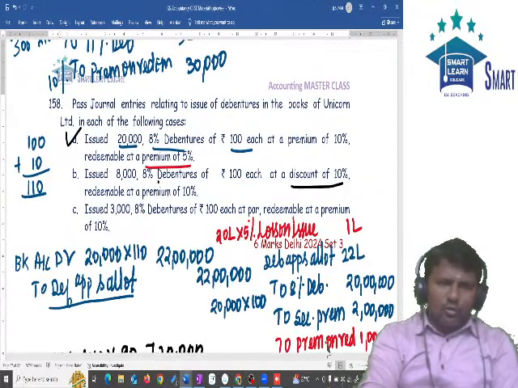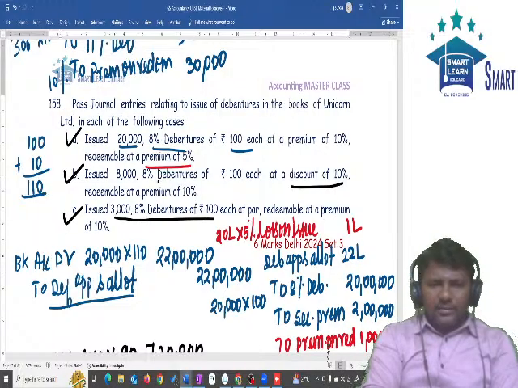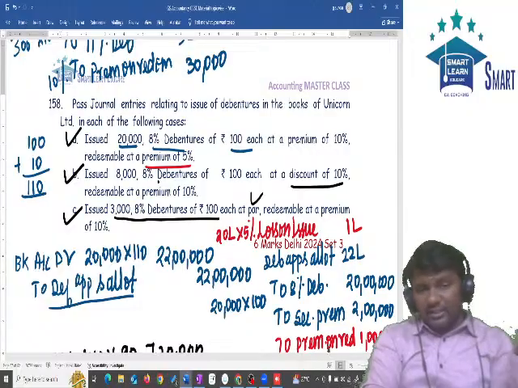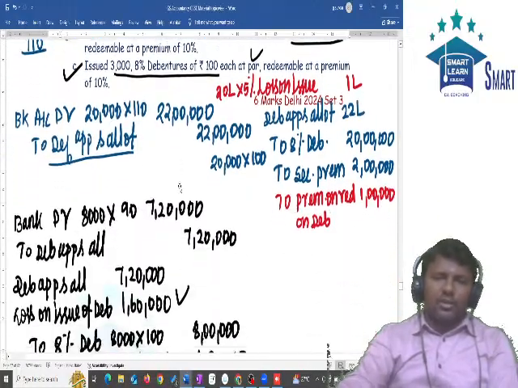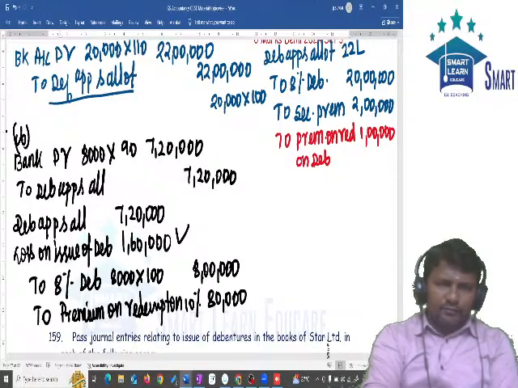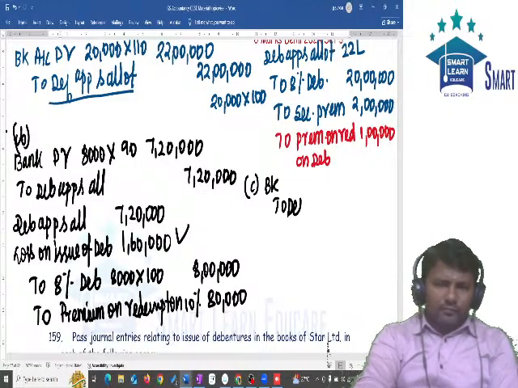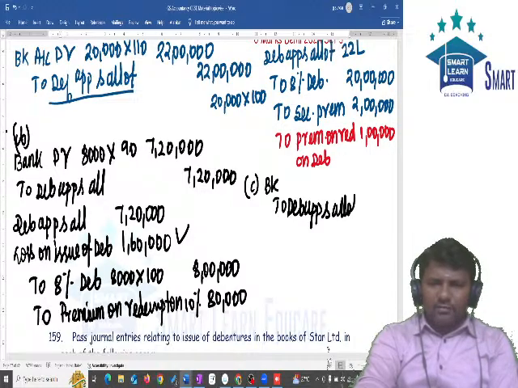So first scenario over, second scenario over, third scenario. 3,000, 8 percentage debentures of rupees 100 each at par. Debentures are issued at par, but it is redeemed at a premium. Very good, easy scenario. So first entry, this is for B. Next C. First entry, bank account debit to debenture application and allotment.